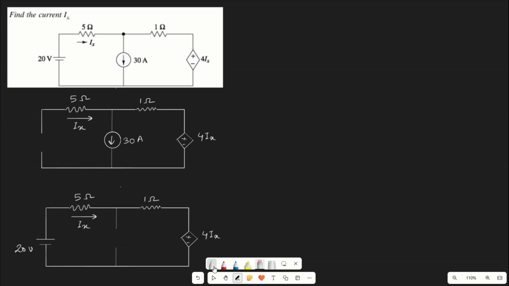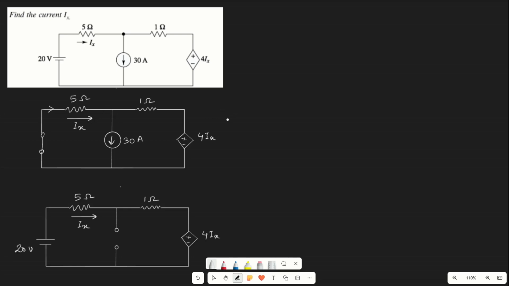volt source. As we remember how to replace the sources, the ideal voltage sources are replaced by their internal resistance, which is considered to be 0, that means short circuit, and ideal current sources we replace by open circuit. So now consider circuit 1. Here we have to determine the current Ix, that means the current flowing in this branch.